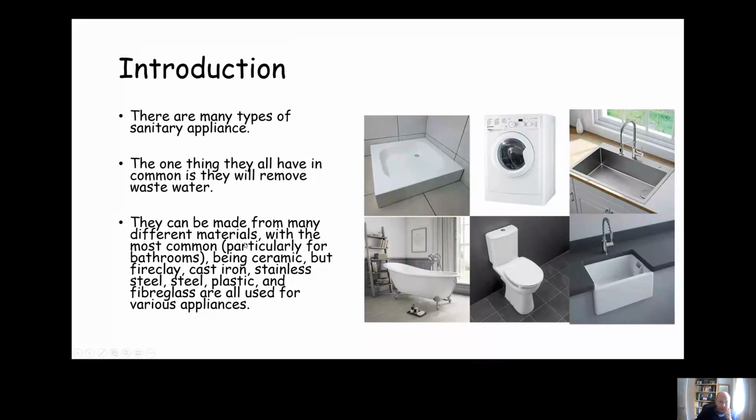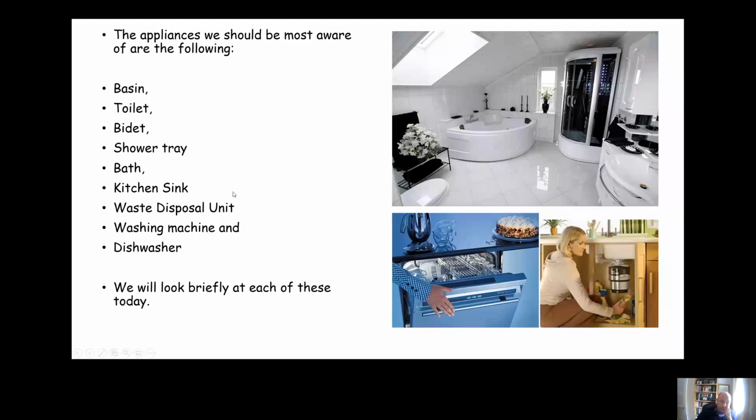There are lots of different appliances that we need to be aware of. The key appliances are the basin, which is what you'd find in the bathroom, and the sink, which is what you'd find in the kitchen, so just make sure we get that there's a clear distinction between them from the start. Toilets, bidets, shower trays, baths, kitchen sinks, waste disposal units, washing machines, dishwashers, and macerators as well, which are another type of toilet which we're going to discuss later on. So we're going to look briefly at these all later on.